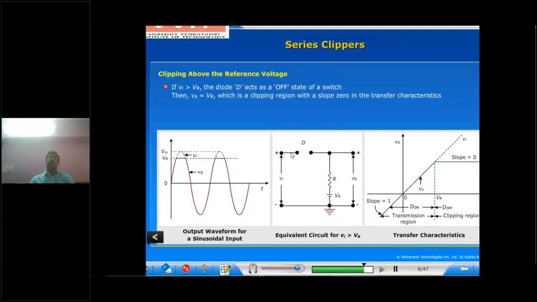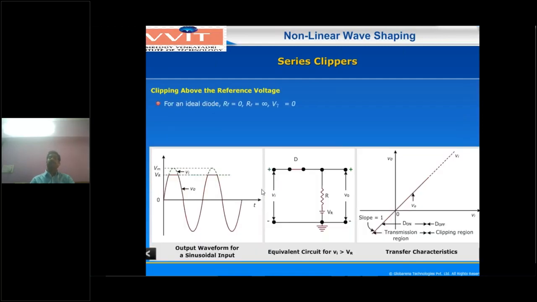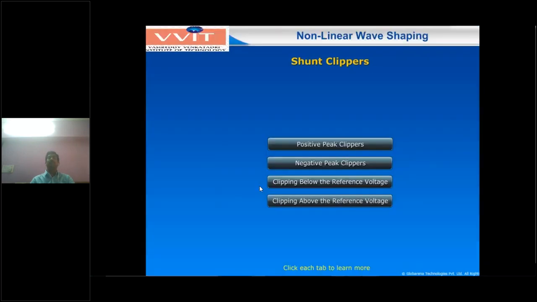And up to now you have seen series clippers. That means between input and output, this is the input and this is the output, and in between the diode is connected in series connection. Without reference and with reference, you have seen positive references. And similarly, negative reference will also be there. We'll do it similarly. Now I am moving to the shunt clippers.